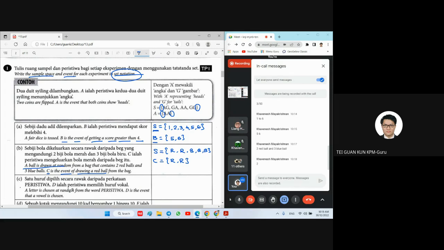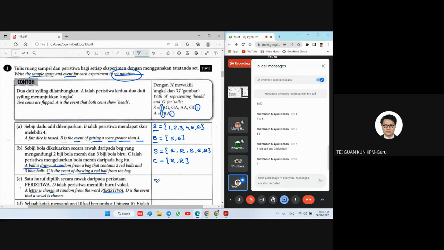Okay, next. A letter is chosen at random from the words peristiwa. D is the event that a vowel is chosen. Okay, so a letter is chosen from the words peristiwa. Pilih satu huruf daripada peristiwa.